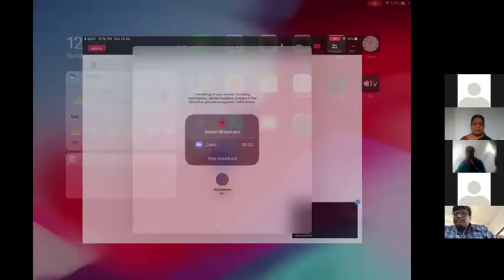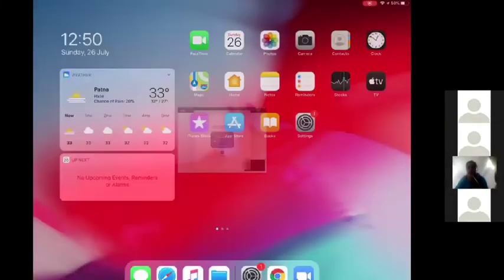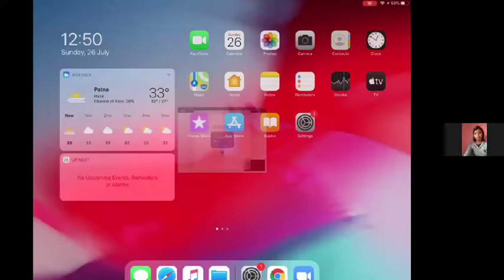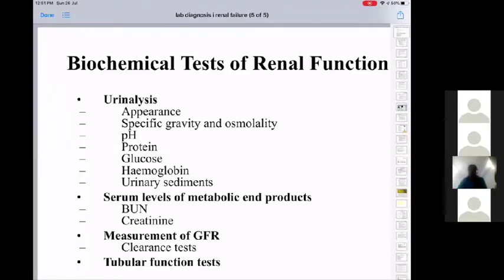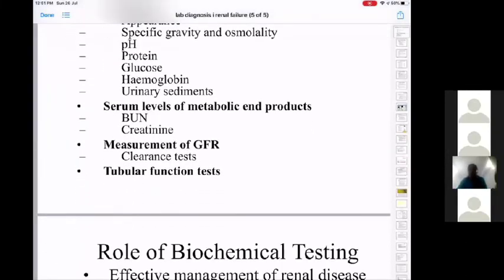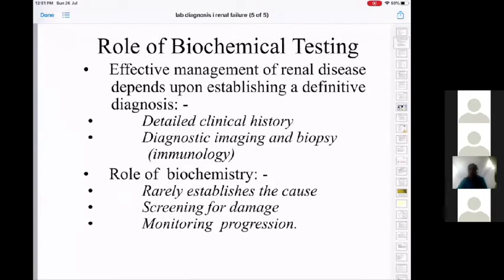Okay. Now we will continue with renal function tests. First is urine analysis. Second is blood urea nitrogen, creatinine and clearance tests, and tubular function tests. And what is the role of biochemical testing? Why will we do biochemical testing?